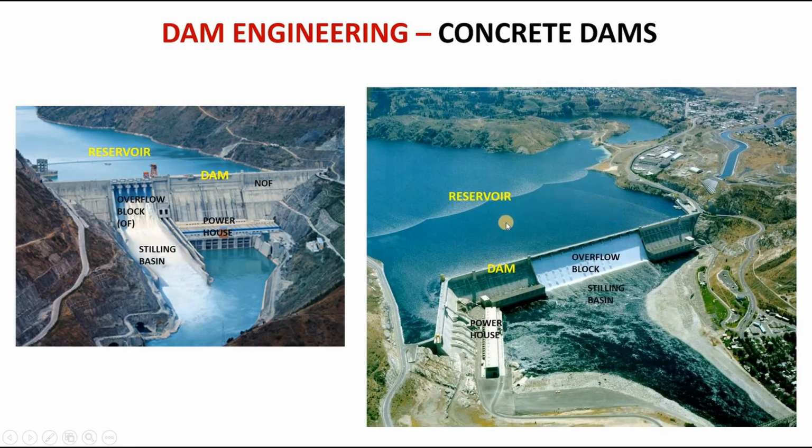Overflow block means spillway blocks, that is we allow water to flow over blocks. For every dam, whether it is an earthen dam or concrete dam, a spillway is a must to pass the incoming floods. These blocks are called overflow blocks. Other blocks in which flow is not allowed are called non-overflow blocks. In short, we call them NOF. In both the pictures we see there is a powerhouse to generate the electricity. These types of powerhouses are called dam toe powerhouse, because they are just at the toe of the dam.